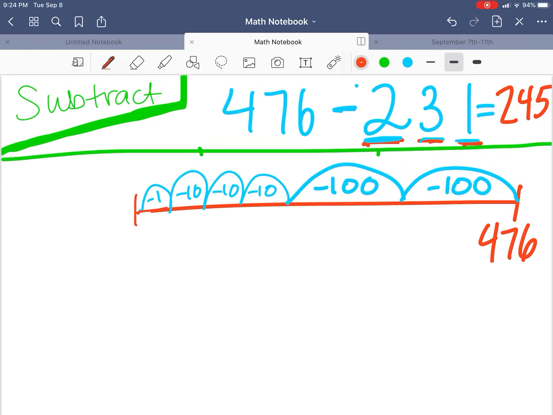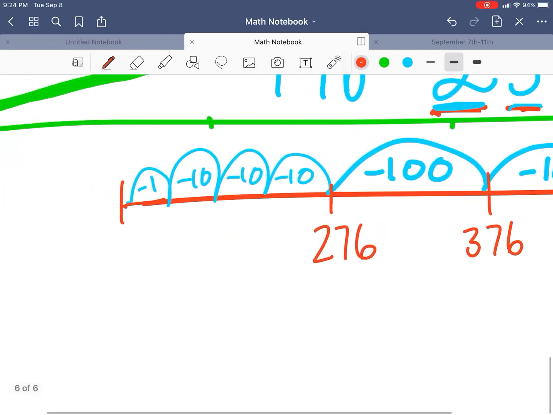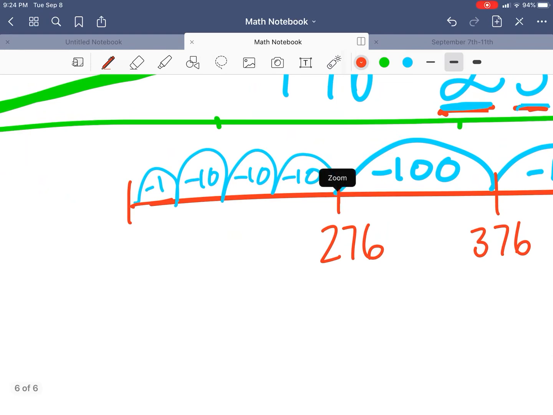All right, so let's start at 476. What is 476 minus 100? What is that? 376 minus 100. Minus 100 is what? 276. Now let's minus 10. 276 minus 10. 266 minus 10. 256 minus 10.